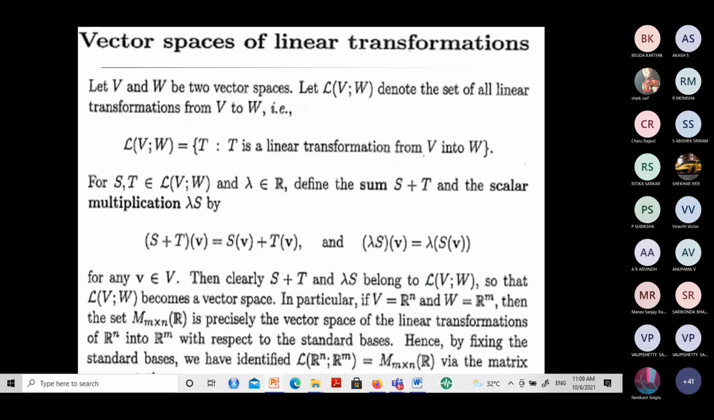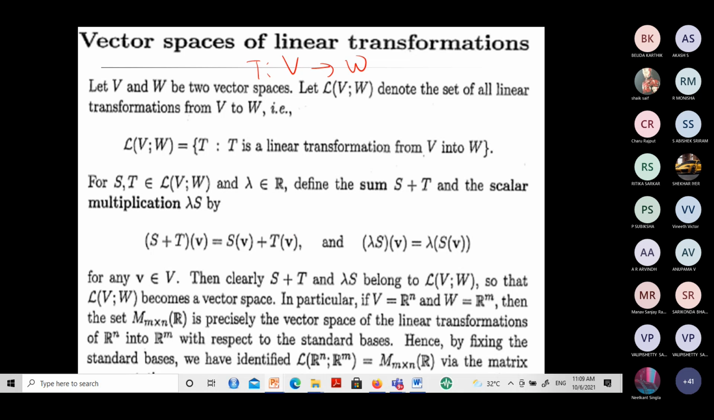Vector spaces of linear transformations. See, V is a vector space, W is a vector space, and between two vector spaces you can have a number of linear transformations, right? Collect all such linear transformations. It is actually a vector space. From V to W, you have lots of linear transformations. It is up to you to define any number of them. All such linear transformations, if you collect, will be a vector space, and that is called the vector space of linear transformations.